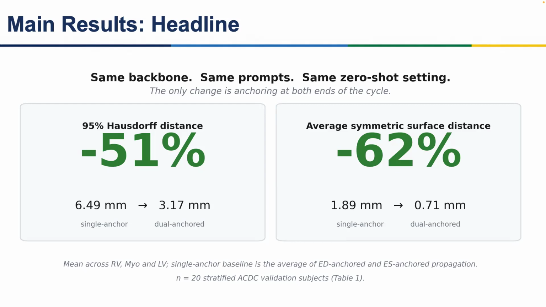For this calculation, the single anchor baseline is the average of ED anchored and ES anchored MATSM2 propagation. The model backbone and the zero-shot setting remain unchanged. The only change is the use of 2 clinically defined anchors. The following right ventricular case illustrates what this improvement can look like in practice.